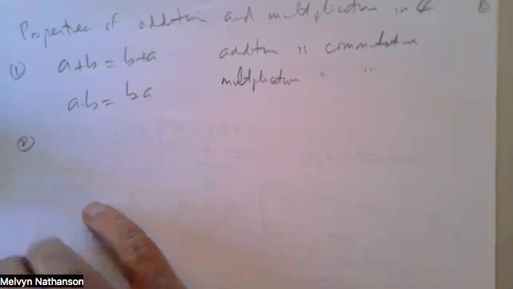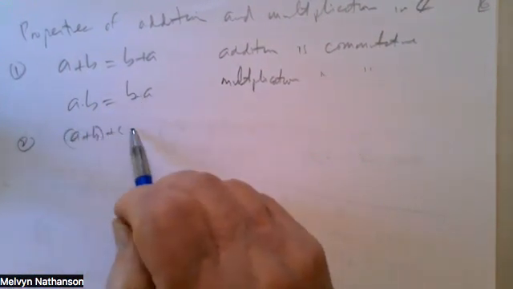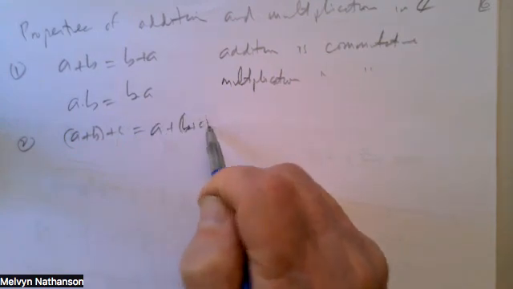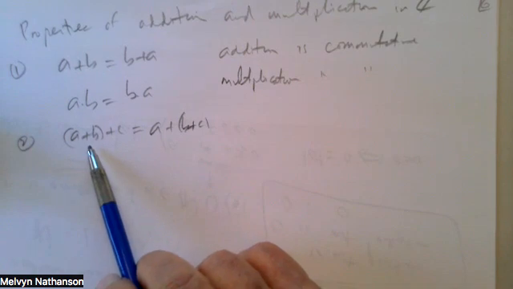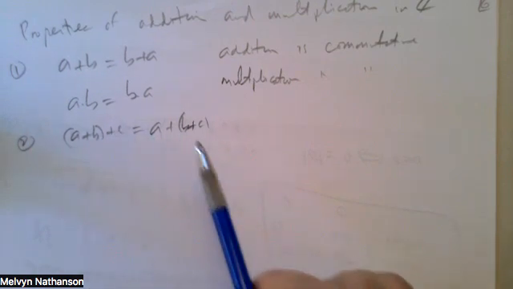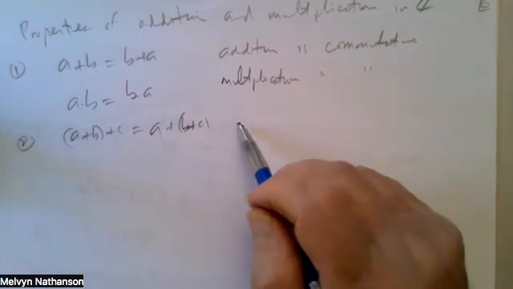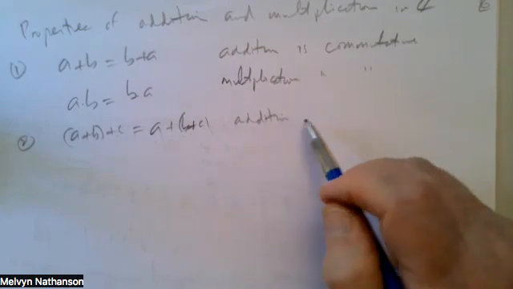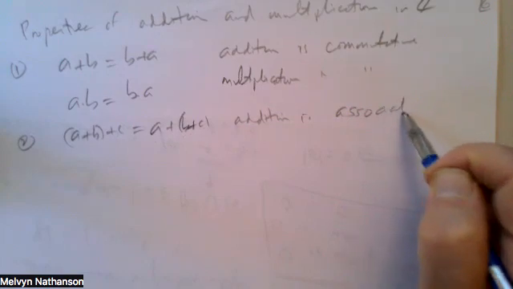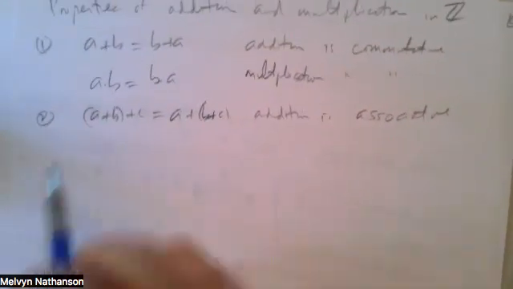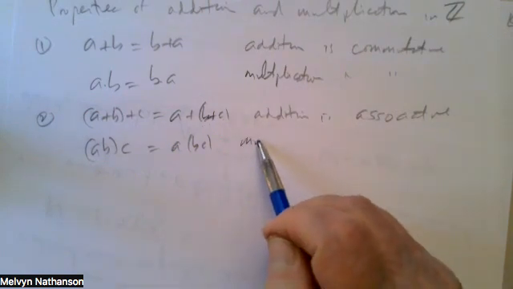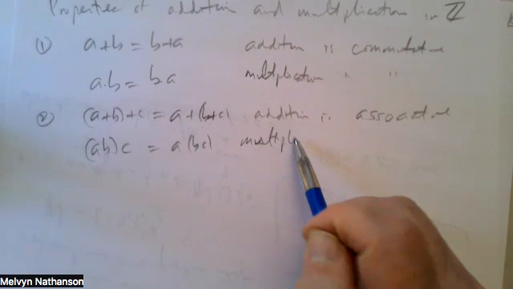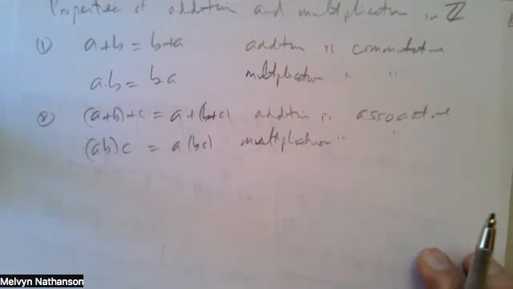All right. For any three integers, a plus b plus c is the same as a plus b plus c grouped differently. Addition is a binary operation. You do it to two things at a time. So if you have three numbers that you want to add, you can add first a plus b and then c, or you can add b plus c and then add a to that. This property is called associative. Addition is associative. And the same is true for multiplication. a times b times c is a times bc. So multiplication is also associative. Okay.